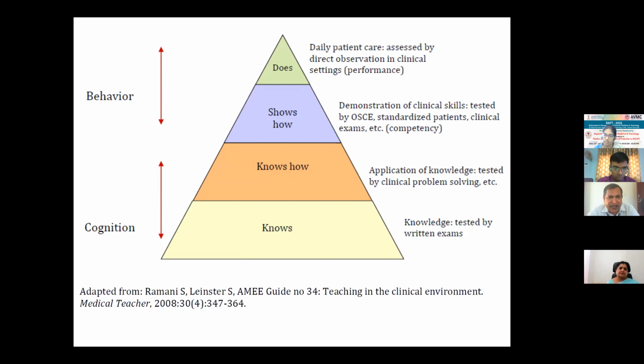If the person is able to do some assessment at the does level, then you can assess the person's behavior. In shows how, it is the competency of the person; knows how is just application of the knowledge; and knows, only the knowledge is tested. So if you go to the peak of the triangle, your competency level is increasing from cognition to the behavioral levels.